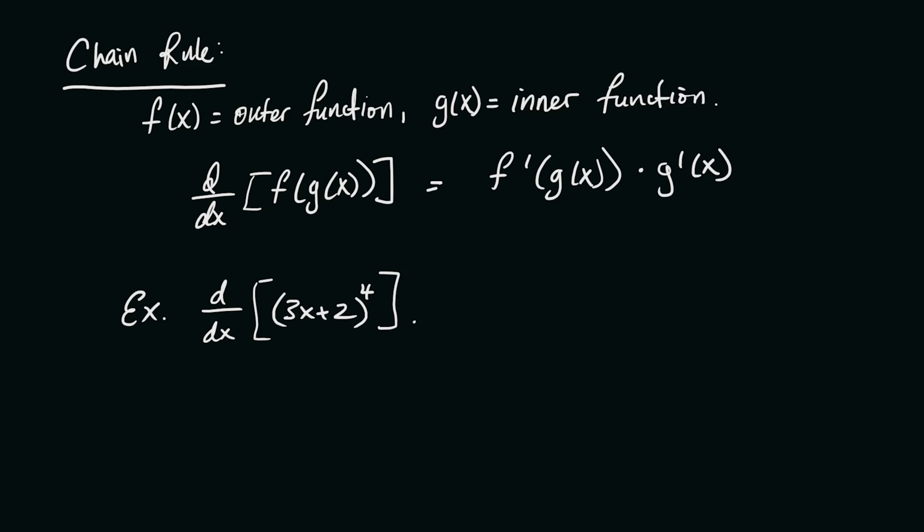Alright, so in this case, we can tell that our outer function, f of x, is just equal to the parentheses to the 4th power, right? And now our g of x here is just equal to 3x plus 2, because that's the inside part. We have an exponent of 4 in f of x, and over here you have an exponent of 4 as well. So now we're going to try solving this here.